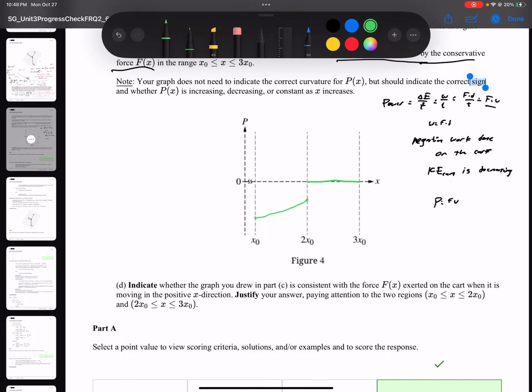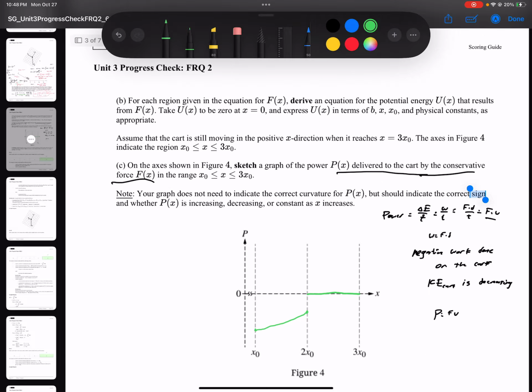So the power that is being delivered to the cart by the conservative force is zero for this region, and it is negative for this region. But importantly, it's negative and it is getting closer to zero, right? So the power that's being delivered to the cart is a larger negative value at x naught than at 2x naught. And the reasoning behind it goes back to this, right? The velocity is decreasing as the cart goes along the bottom of the track.